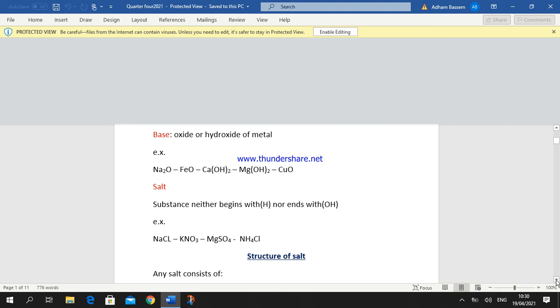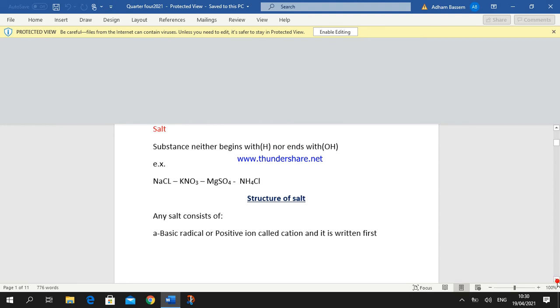We have a countless number of salts in our daily life. Examples of salt include NaCl, sodium chloride, known as table salt; potassium nitrate, KNO3; magnesium sulfate, MgSO4; and ammonium chloride, NH4Cl. In this lesson, we will talk about the structure of the salt.